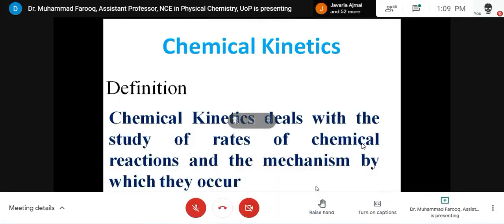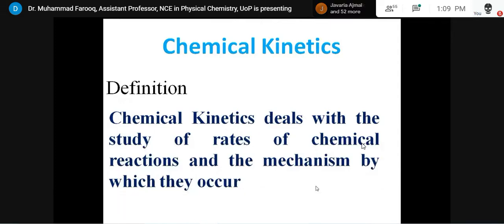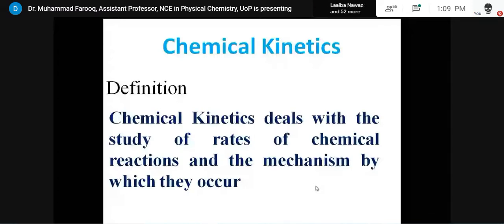This is the branch of chemistry in which we study the rates of chemical reactions, means at which rate, with what speed they proceed, and the mechanism by which they occur, how is the mechanism of its occurrence. So this is called chemical kinetics. For example, A plus B is converted into P, so what is the rate of the reaction and how do they convert into the product? So this is called chemical kinetics. Is that clear?